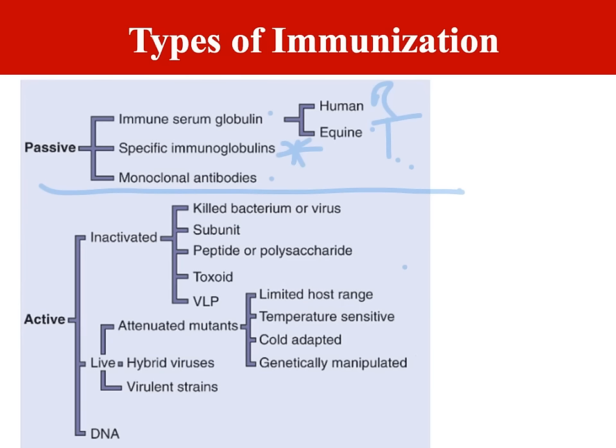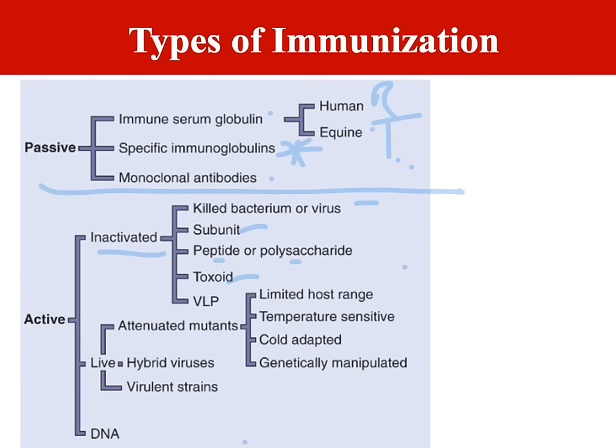Okay, so now to move down to active immunity, we are looking at live immunizations, inactivated immunizations, or subunit immunizations. So inactivated forms are where you're looking at a killed pathogen in its entirety, or certain pieces of it, whether they be peptides, polysaccharides, or toxoids. Those are the big ones that we want to be familiar with.